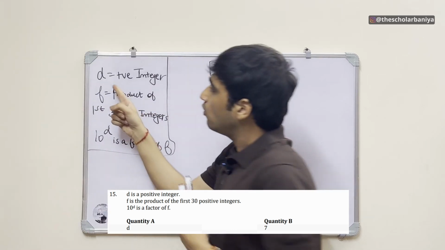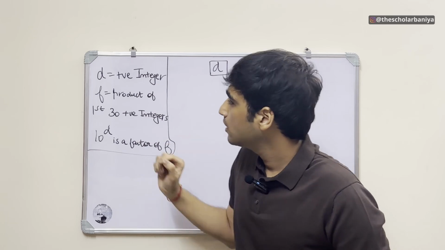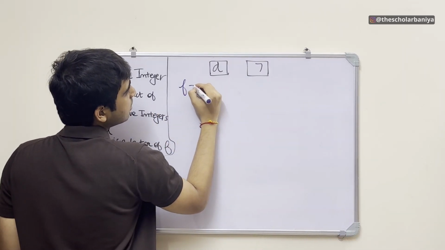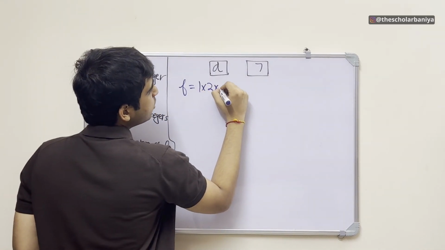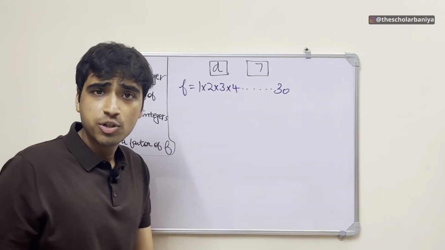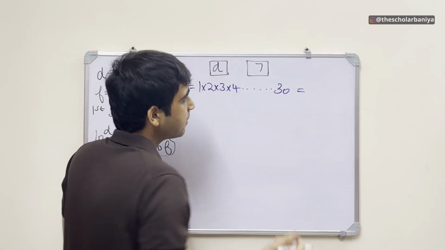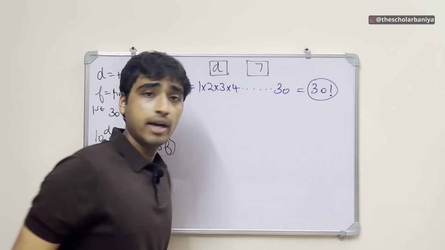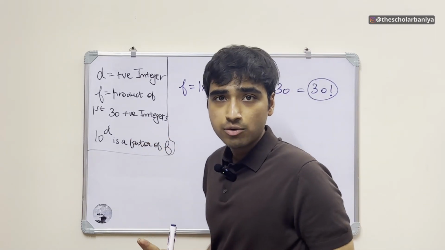Now we are given that D is a positive integer, that's fine. F is the product of the first 30 positive integers. So what is F? F basically means the product of the first 30 positive integers, which means 1 into 2 into 3 into 4 up till 30, right? I hope this should be clear. So this is nothing but 30 factorial. So F is equal to 30 factorial. This is what we have found out till now.